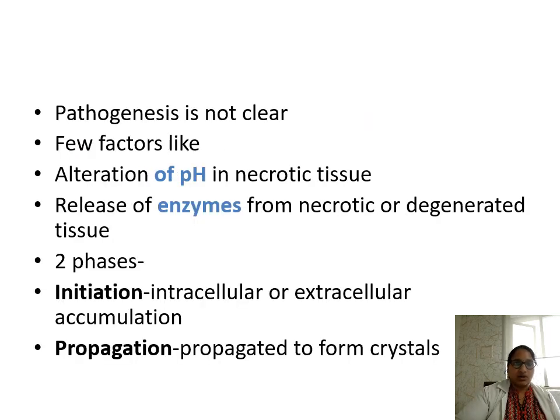And the pathogenesis is still not clear, and a few factors, like alteration of the pH in the necrotic tissue, which favors calcium deposition to occur, and some of the enzymes released from the necrotic or degenerating tissues, cause the calcium to accumulate inside the dead and degenerating tissue. There are two phases for dystrophic calcification. One is initiation, the other one is propagation. In initiation, intracellular or extracellular accumulation of calcium will occur, whereas in propagation, the crystal formation is propagated.